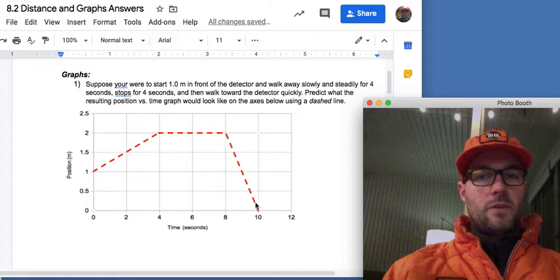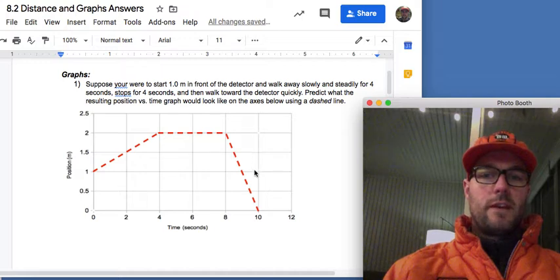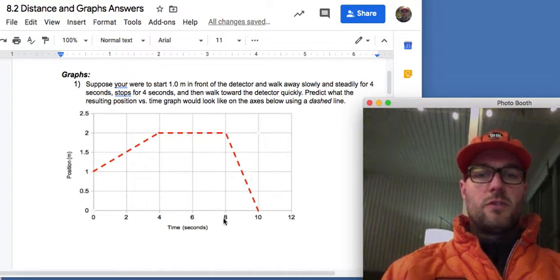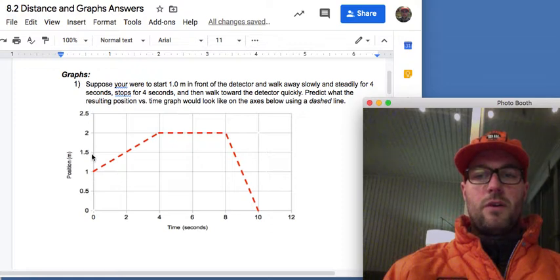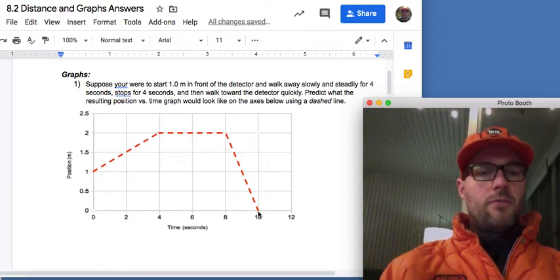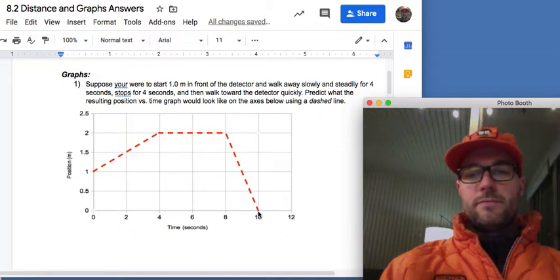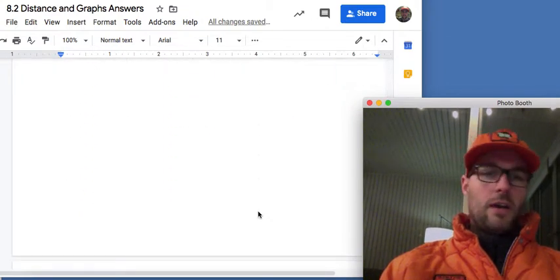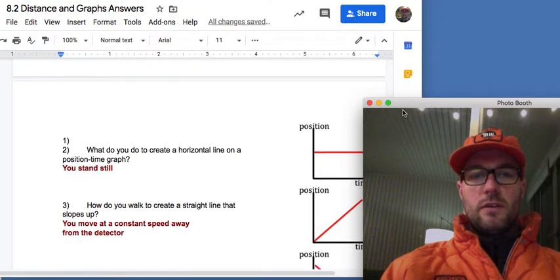Now, this one I'm going towards the detector quickly, which means I have to be moving towards the origin, towards this 0. But I'm going quickly. So this slope is going to be slopier. It's going to have more change per second. Notice how this one only went up half a meter every 2 seconds. This one is going from 2 meters to 0 meters in 2 seconds. So that's roughly 4 times faster. Pretty quick. Okay? Okay. That's the part where you respond and I don't hear you.